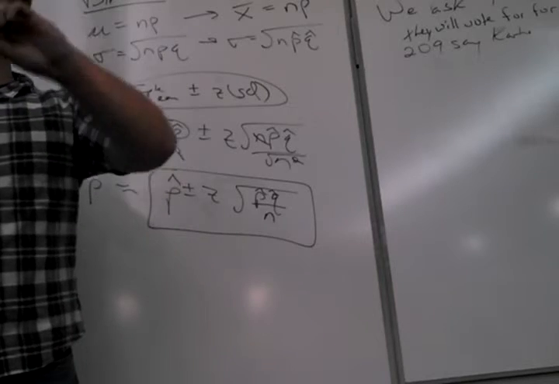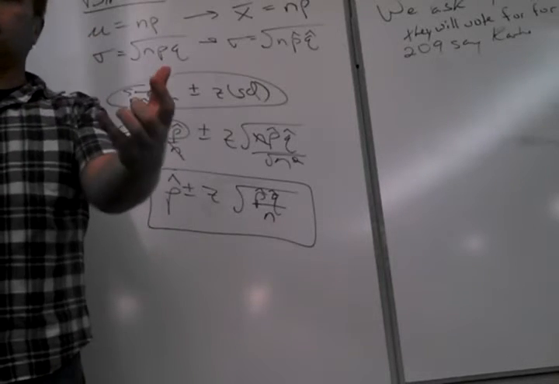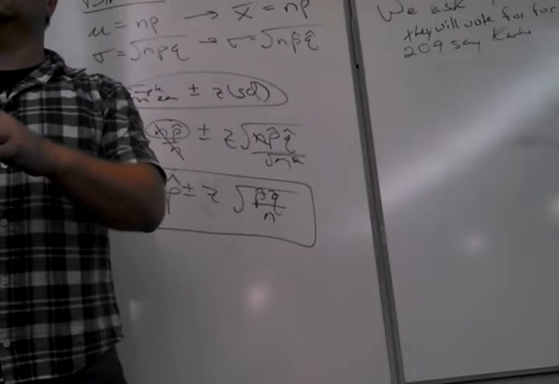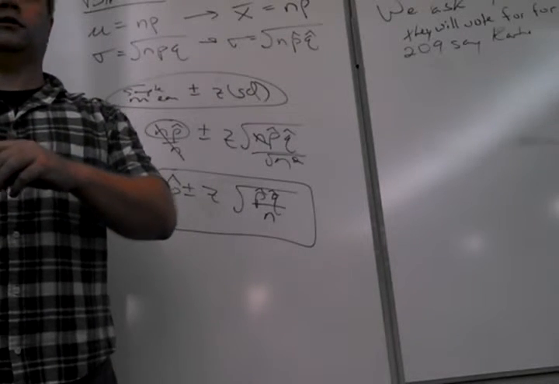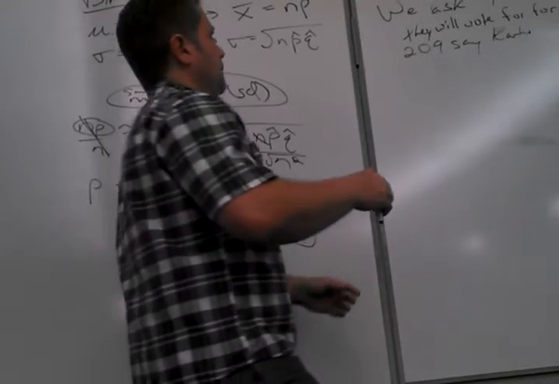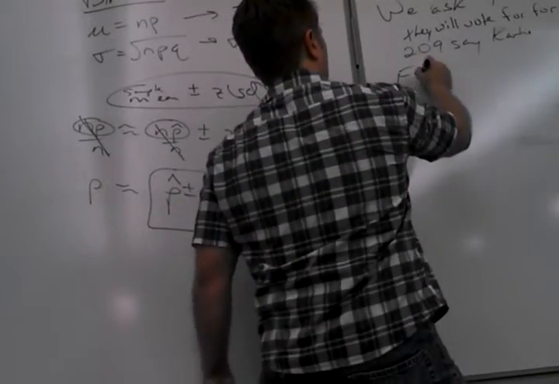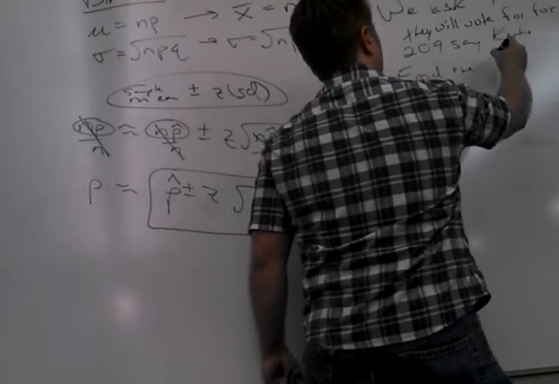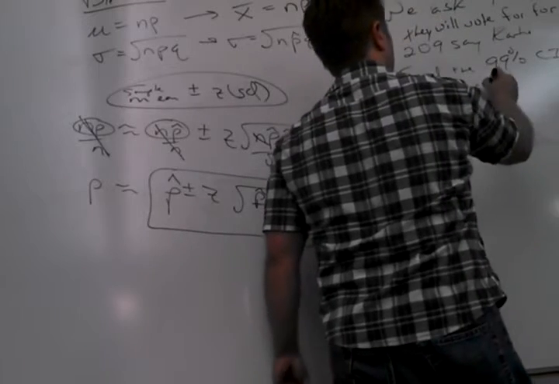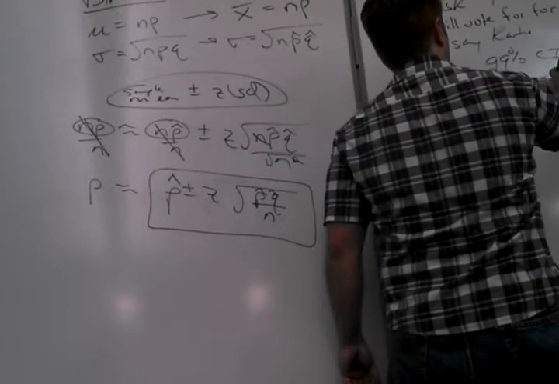How are we doing so far? Does this make sense so far? I asked 482 people, who are you going to vote for? 209 people say they're going to vote for Cash Carey. Jerry Brown, you should know that name. Find the, let me be nice, 99% confidence interval for the true percentage who will vote for Cash Carey.